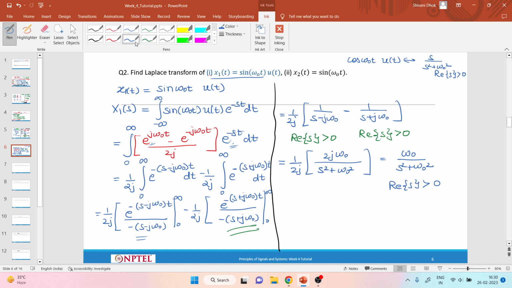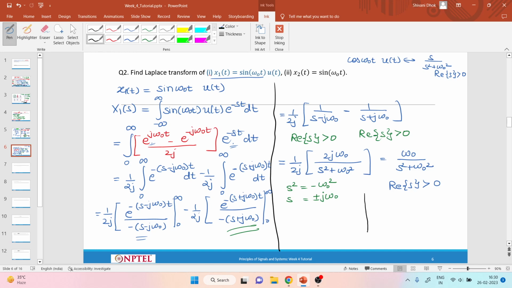Now let us look at the poles of this. So poles are simply roots of the denominator. So s square will be equal to minus of omega naught square, which means that s equals plus minus j times omega naught are the poles of this equation.